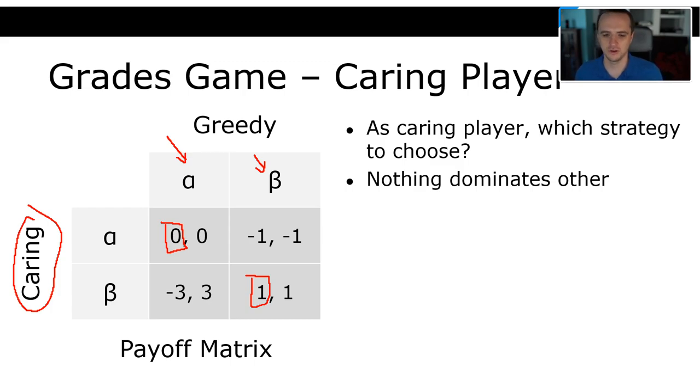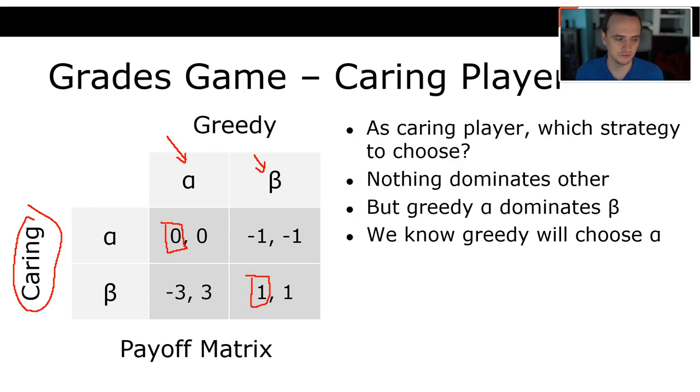Okay, so we got one right answer in the chat there. We've done the analysis now, that for the greedy player, alpha dominates beta. So if the greedy player is rational, right? We talked about rationality. We know that the greedy player will choose alpha, because there's no benefit to the greedy player for choosing beta, right? In all situations for the greedy player, they are going to choose alpha. It's always better. It strictly dominates the other one, right?